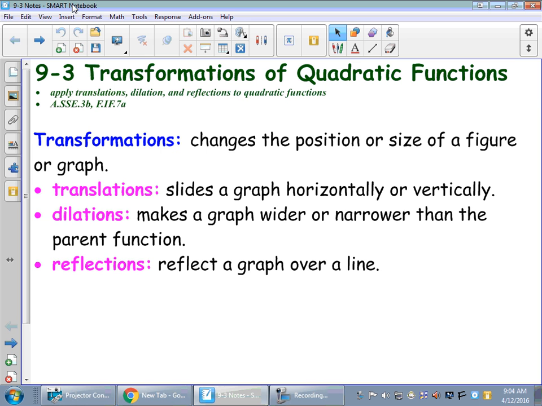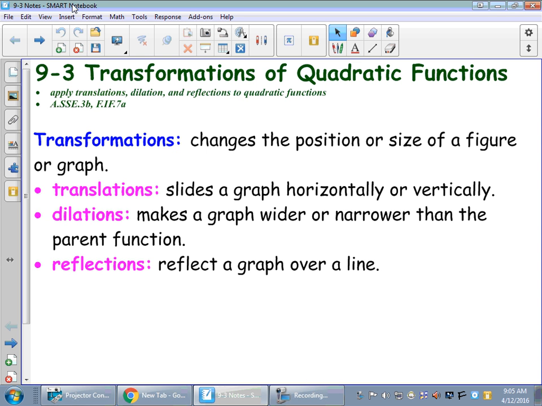So in the beginning here, we're just going to review what a transformation is, some terminology for you. A transformation is a motion that changes the position or size of a figure or graph. You might have talked about these in middle school. You will talk about them again in geometry, and then throughout the course, we talk about transformations of graphs throughout Algebra 1 and Algebra 2. There are different kinds of transformations. The three that we're going to concentrate on in here are translations, dilations, and reflections. Another common one is rotations, but we're not going to talk about that in this section.